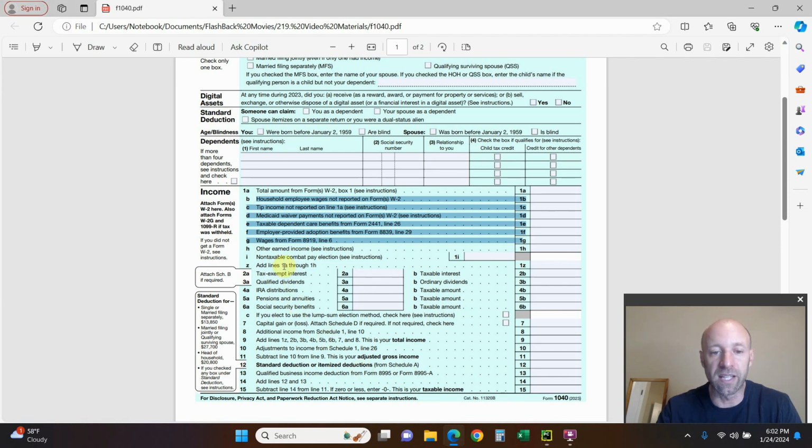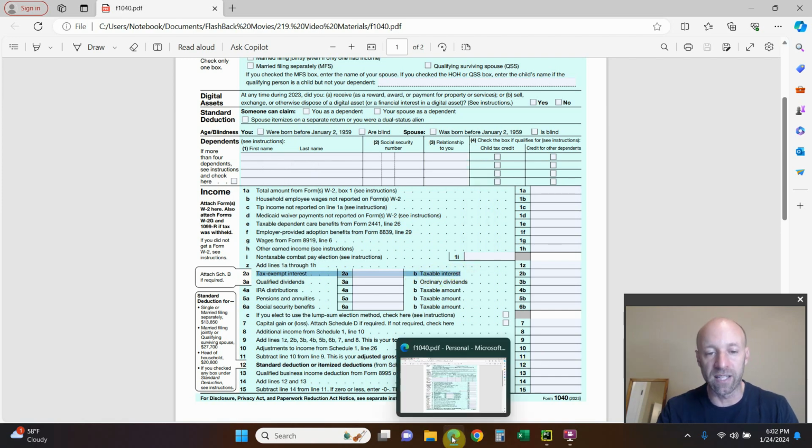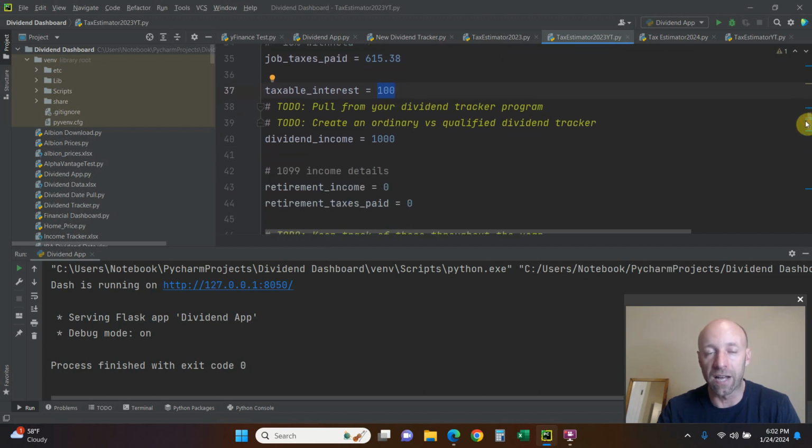So now we're to the taxable interest, lines 2A and 2B. Let's assume you don't have any tax exempt interest, like a municipal bond fund. And so let's just say you made $100 of taxable interest in your high yield savings account. I keep track of all the passive income I get, so I can get this number for real throughout the year and have it live.